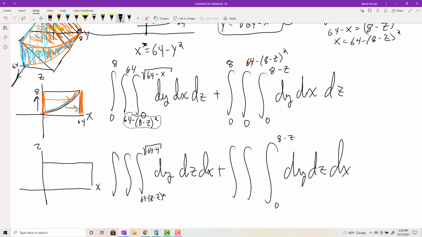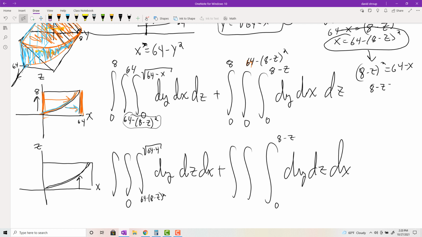So here in the xz plane, you have this curve that you want to go from first curve to the curve, so z equals 0 to whatever that thing is, and we would have to go back to this formula here and solve for z. So that would be (8 minus z) squared equals 64 minus x, and then square root both sides. 8 minus z equals square root of 64 minus x, and then z equals 8 minus square root of 64 minus x. So z goes from 0 to 8 minus square root of 64 minus x.